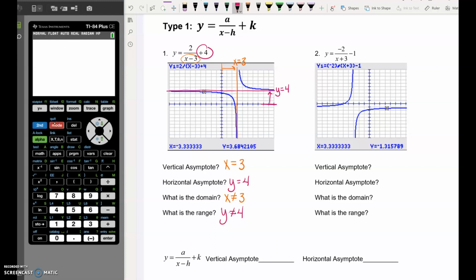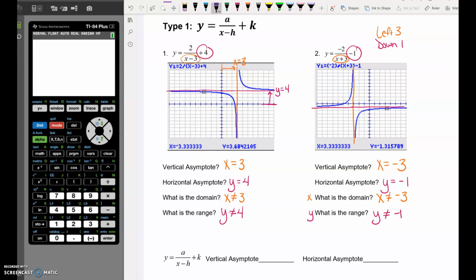Okay, so if we look at number 2, according to the equation, we have x plus 3. That indicates left 3, so the asymptote moved over here to x equals negative 3. The minus 1 indicates that we moved that whole hyperbola system down 1, so our horizontal asymptote is at y equals negative 1. Because there's an asymptote at x equals negative 3, the domain, the x values, can be anything except negative 3. The range, the y values can be anything except y cannot equal negative 1.